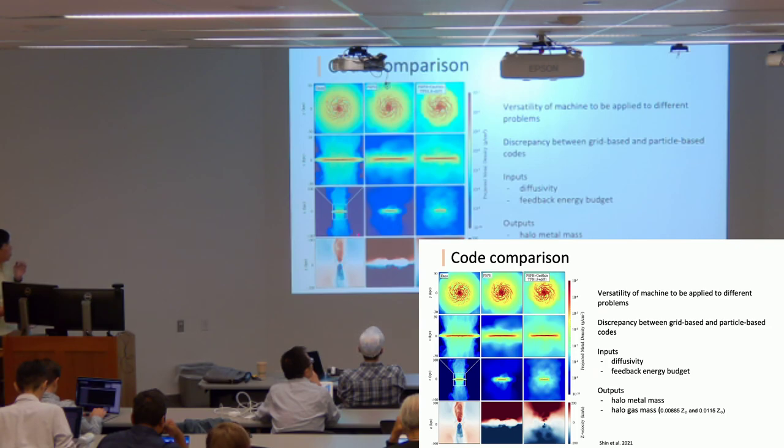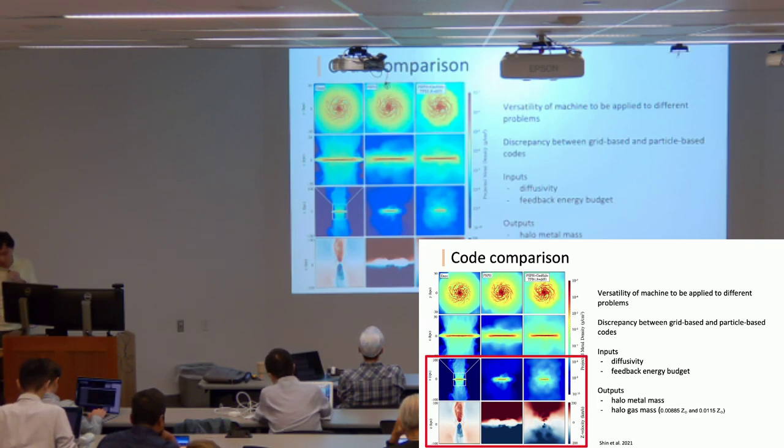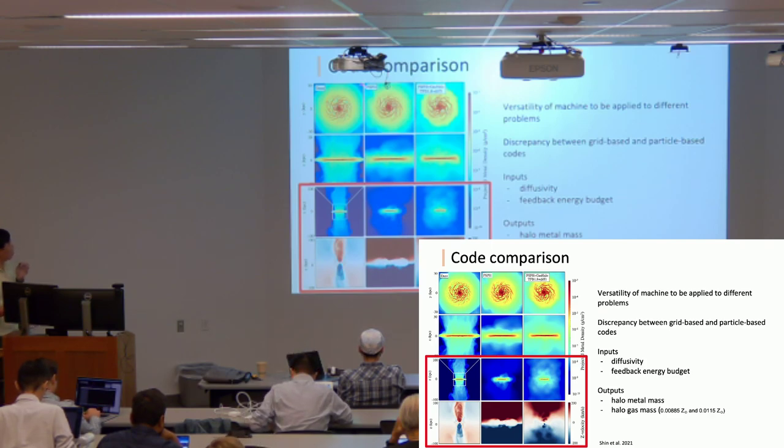So here it's about how the metals are being distributed in the halo itself. If you look at the bottom two rows, the leftmost is the Enzo runs, and the middle and the right are with different combinations of parameters in the GIZMO code. So you see how the metal is being diffused. This color bar is the projected metal density, as well as the velocity, and you see that it is completely different.